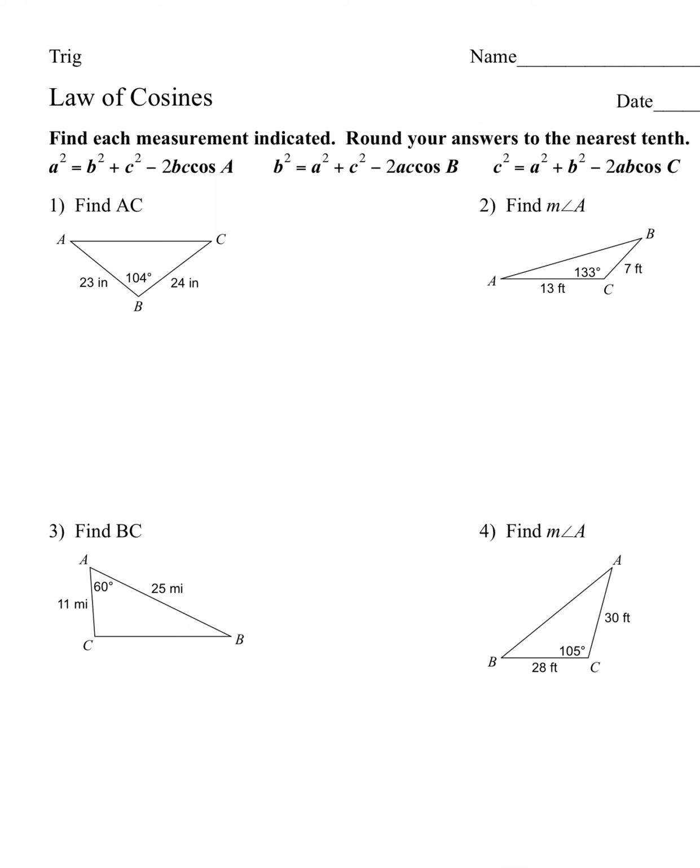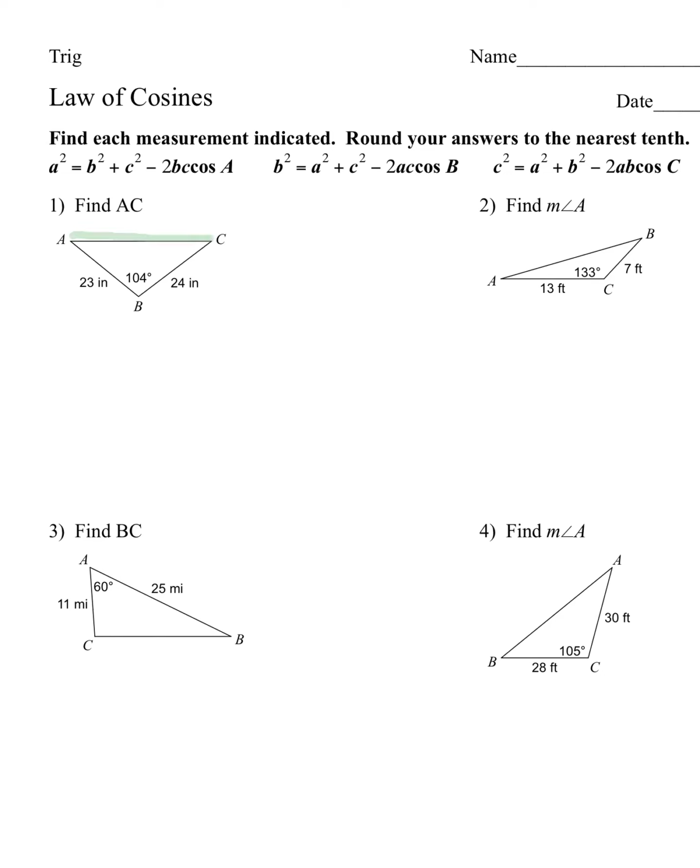So what does this one do? This helps us find a missing part of a triangle if we have some of the parts, okay? So let's just walk our way through the first one and you'll be able to see how we use it. The very first one is asking us to find AC. So side AC is this one here.